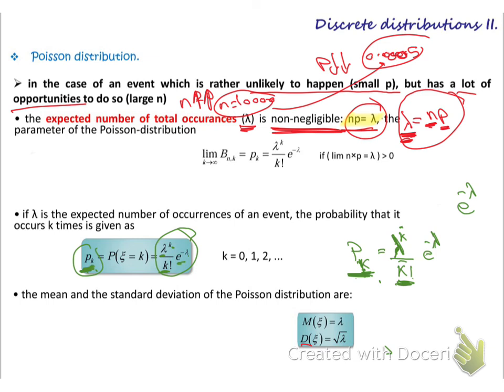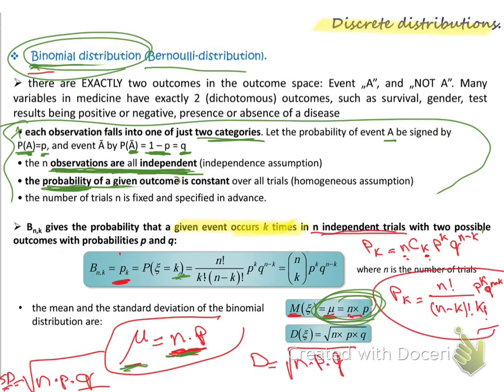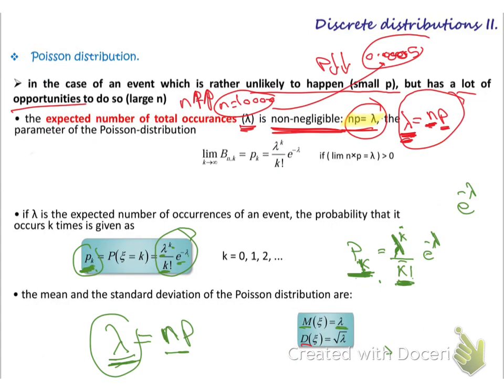In this case, the mean will not be np, because I have already multiplied them and I get a new term called lambda. So lambda is np, and my mean will be lambda. Here it was np, n times p. Here it's n times p already multiplied and we get lambda. So my mean will be lambda.